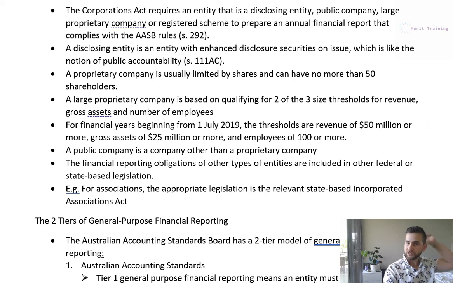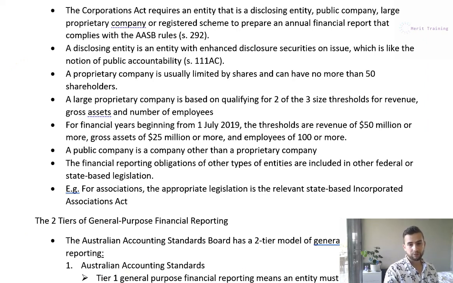A proprietary company is usually limited by shares and can have no more than 50 shareholders. A large proprietary company is based on qualifying for two of the three size thresholds for revenue, gross assets, and number of employees. For financial years beginning from 1 July 2019, the thresholds are revenue of $50 million or more, gross assets of $25 million or more, and employees of 100 or more. A public company is a company other than a proprietary company. So, for example, a listed company on the ASX would be a public company.